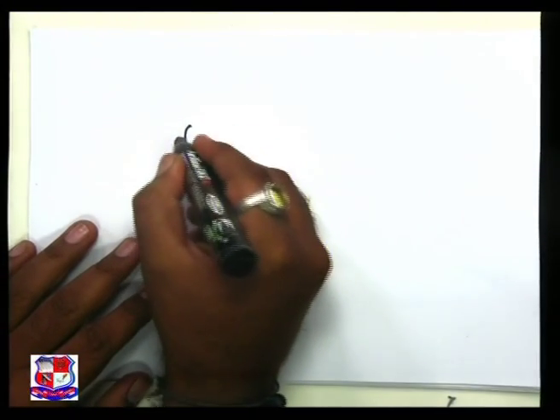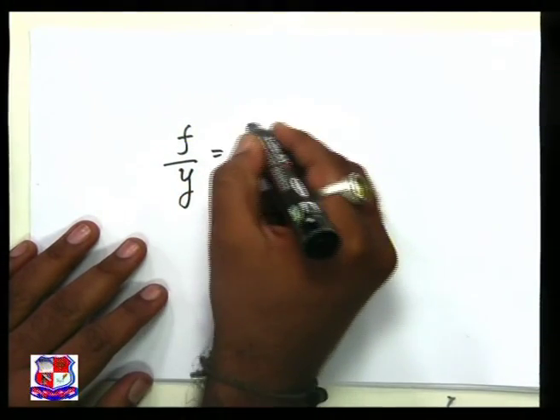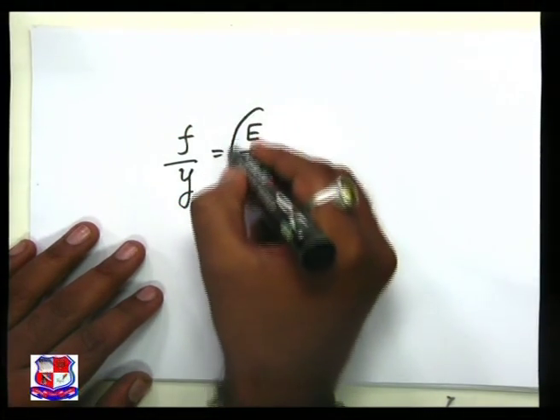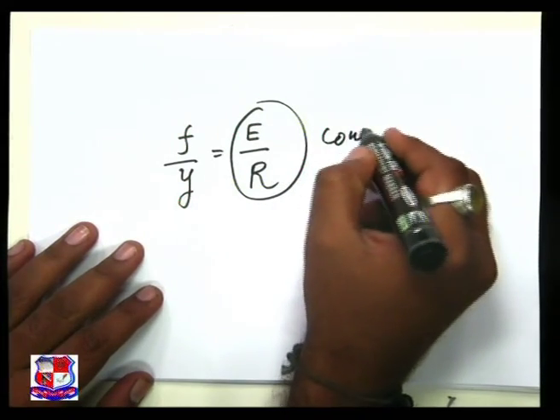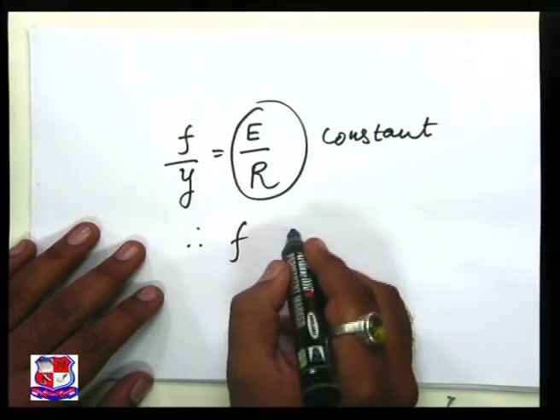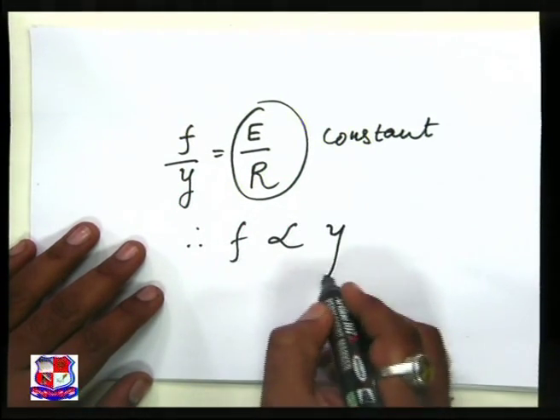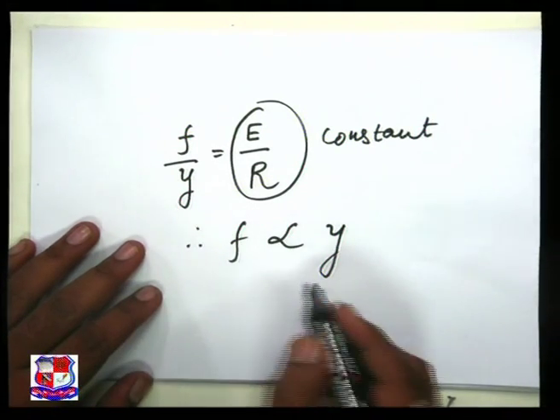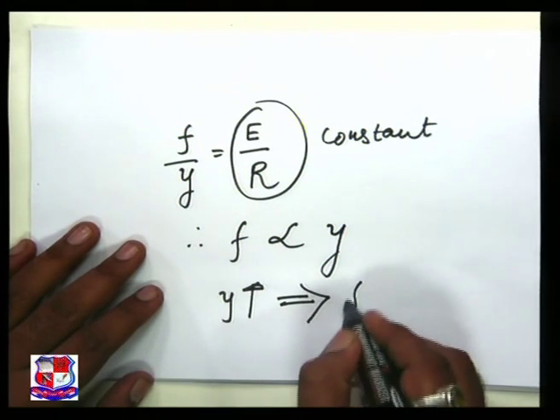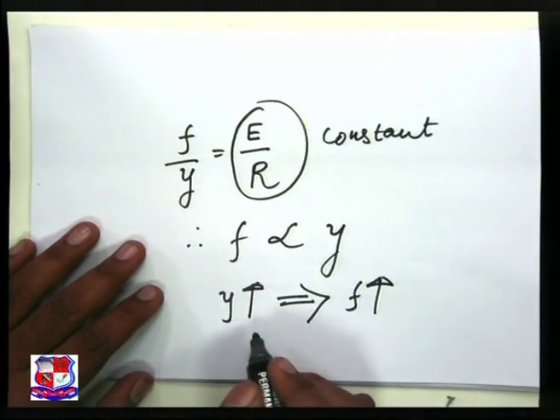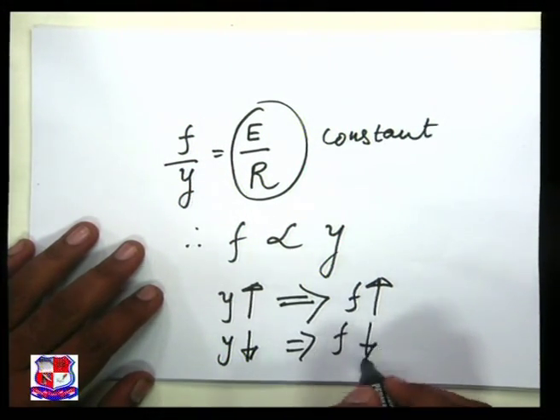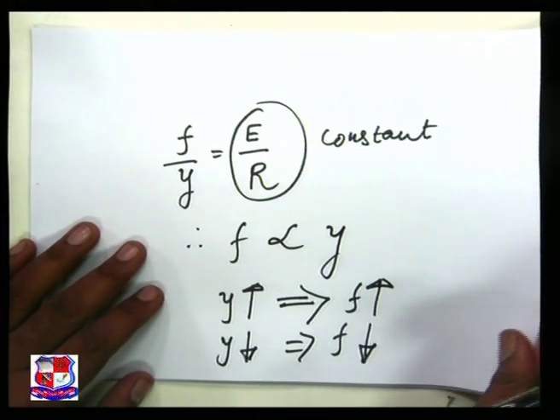Now, the equation is F over y is equal to E over R. For a given beam, this term is constant. Therefore, I will say that F is directly proportional to y. It means as y increases, the value of F increases. If y decreases, the value of F decreases. Then what is the y?